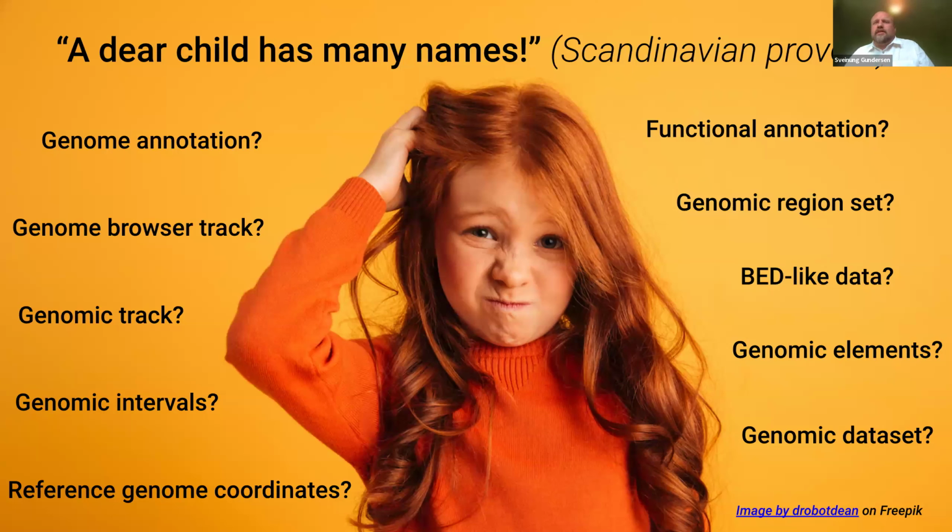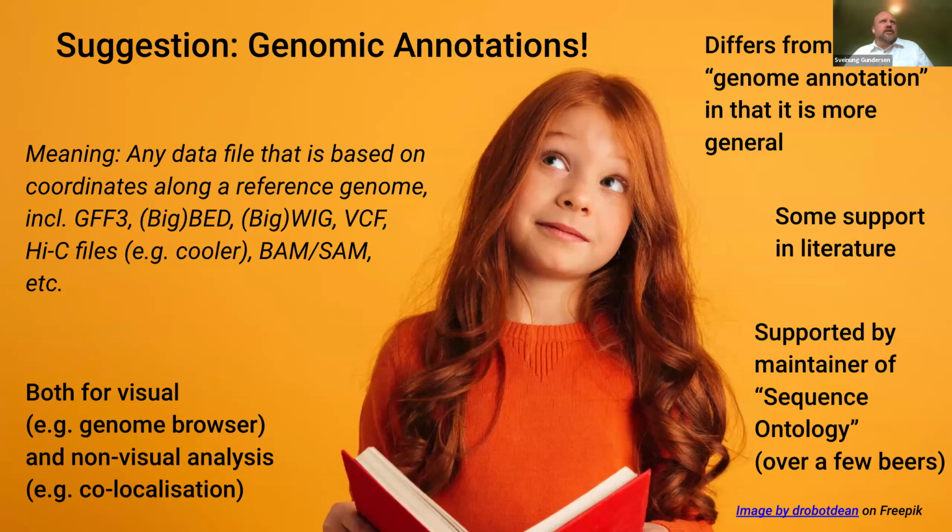Yeah, so when we started working with this working group, we tried to figure out what we should actually call this, and we looked into many different possibilities. There's the Scandinavian proverb saying, "A dear child has many names," and in literature we can see this being described in many different ways. So we came up with a suggestion, which is genomic annotations, which is actually, we mean it a little bit different than genome annotations. It's a bit broader. And there's some support for it, but it's not really that much used. So it's a bit of a new thing, but at least we found that this would be the best description that we found for the totality here.